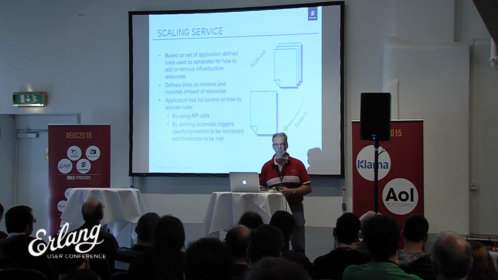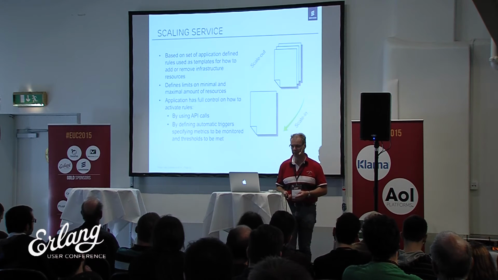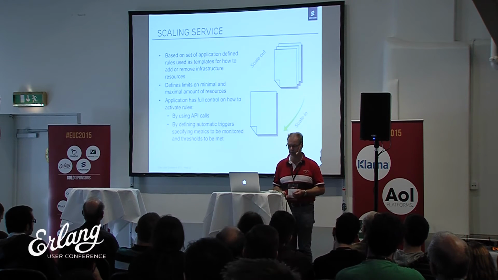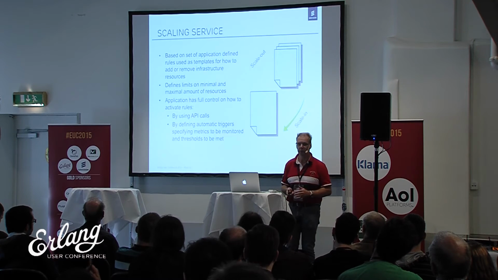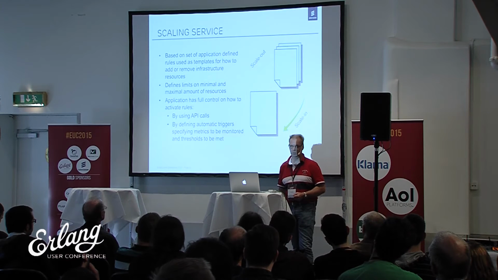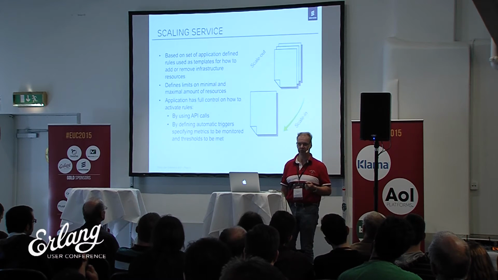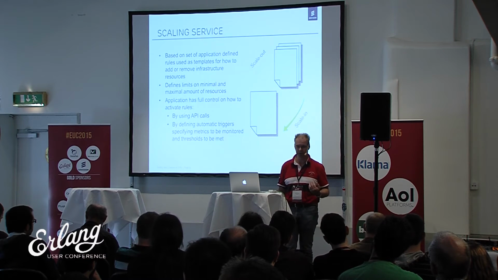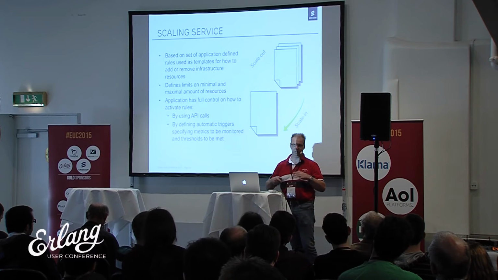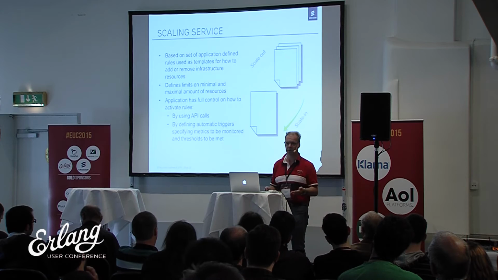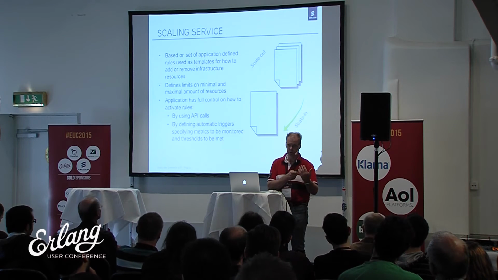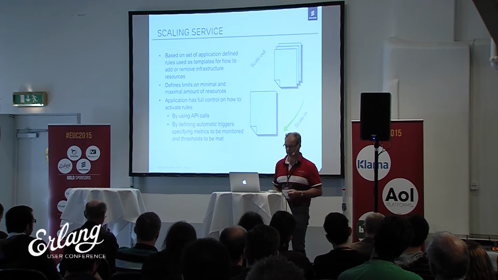You can specify limitations, minimal and maximum amount of resources that are allowed for this application. And the application will have full control over the activation of the rules. You can use API calls to this service and say, okay, now I want to scale out. Now I want to scale in. I want to remove something. You can also have it done automatically by the platform, specifying certain metrics. What should be measured? Should it be the network capacity or the bandwidth used, or some other things?